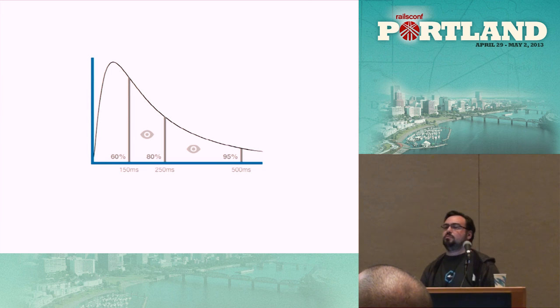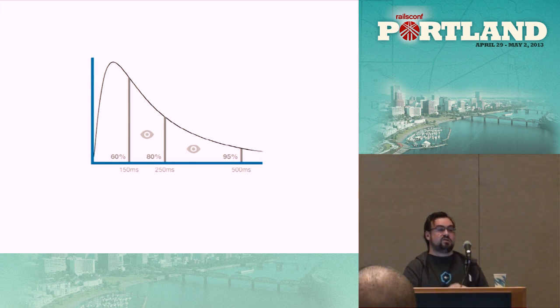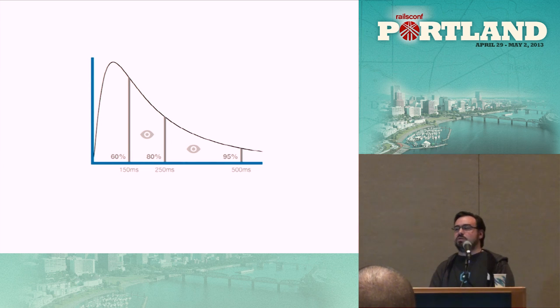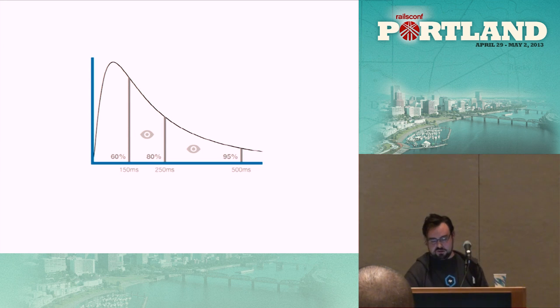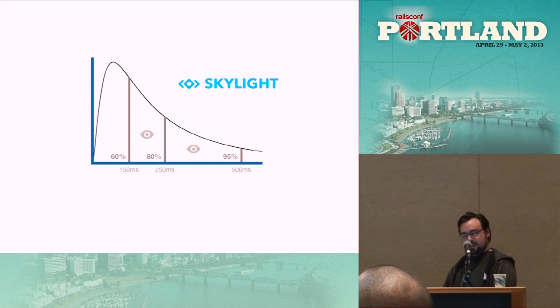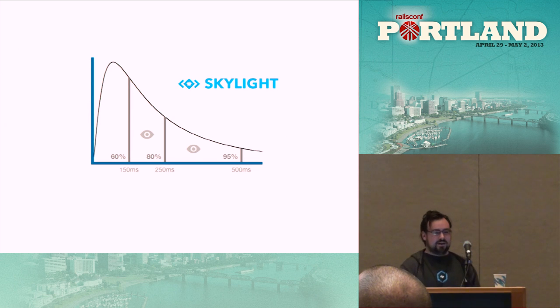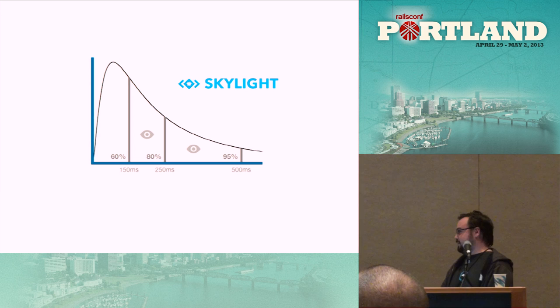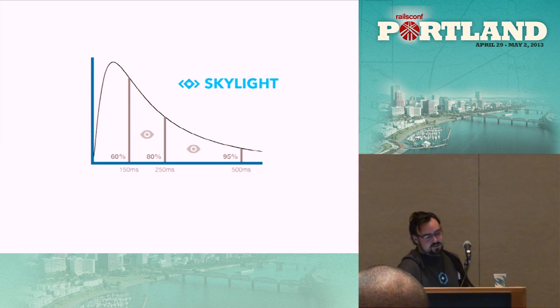It's very far to the right, but it still means that one out of every 20 times your user makes a request, they're going to get something that's slower than 500 milliseconds. And of course, one out of every 10 users is going to get something slower than like 400, right? So you really need to be thinking about it in terms of what is actually going on in these particular regions. And what that is, in our case, is a product that we've been working on called Skylight.